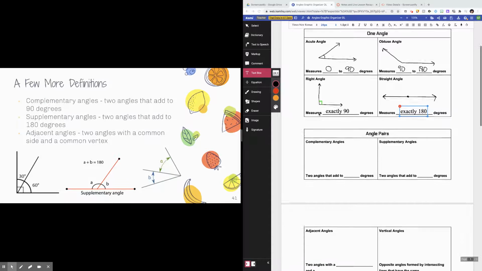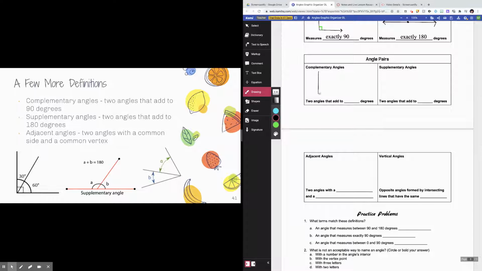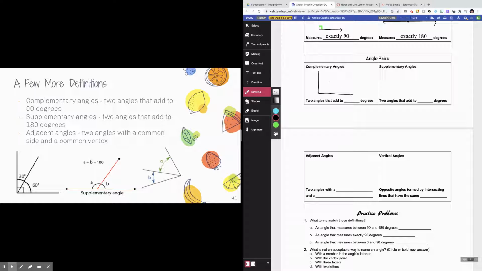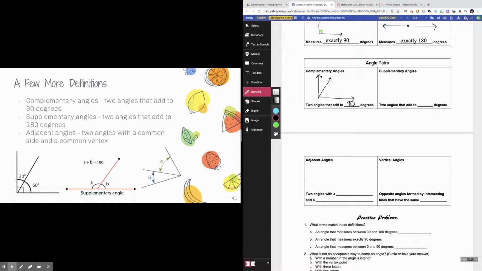But let's talk about some of your angle pairs, okay? The 2 most common ones that you will see are complementary angles and supplementary angles, okay? So first thing I want to point out is that all of these angle pairs, it's required that there is more than one angle, right? That's what we mean by pair, okay? So complementary angles add up to 90 degrees, always, okay?